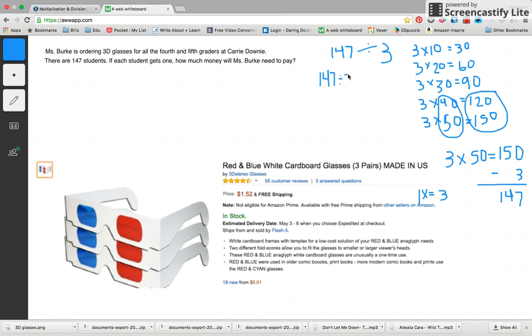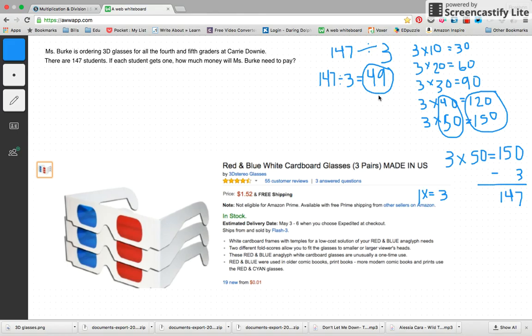Or I could think, how many groups of 3 would make up 147? Well, 49 groups of 3 would make up 147. I could check my answer by doing 3 times 49. I'm not going to do this right now, but if you'd like to pause the video and do that in your math spiral to double check, you may.